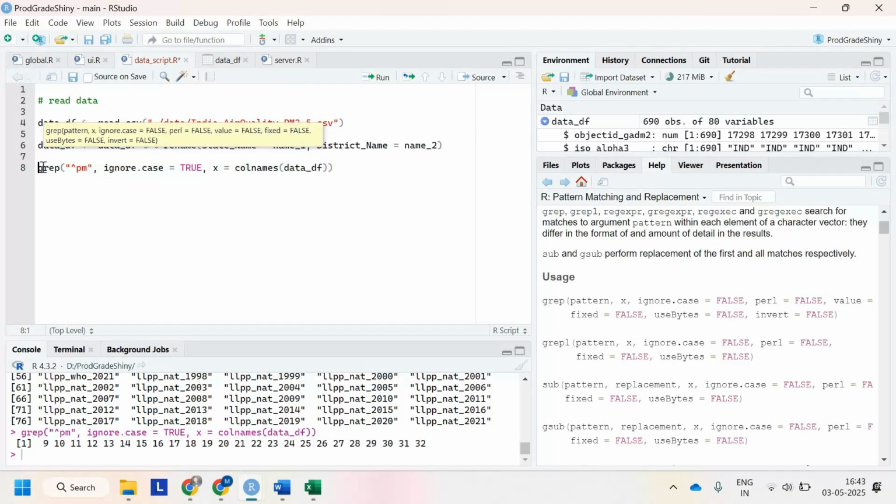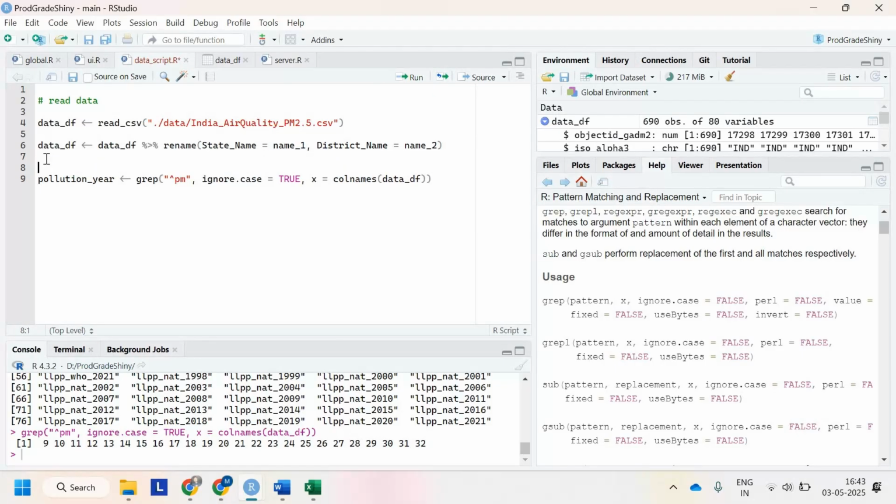So I'm writing here pollution year. And what do we basically want to calculate? We want to calculate the population weighted pollution for all the years.